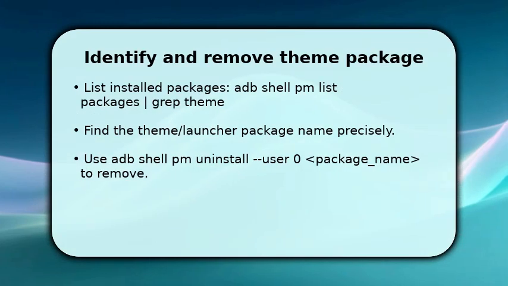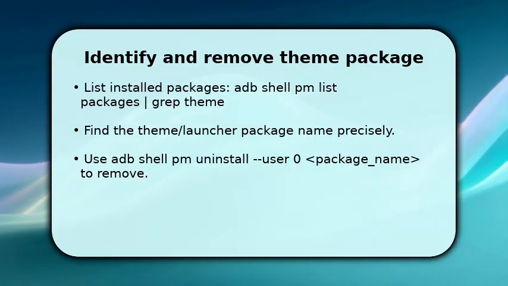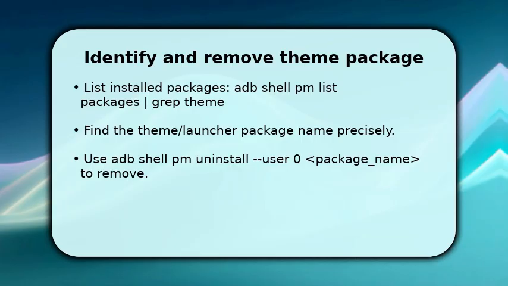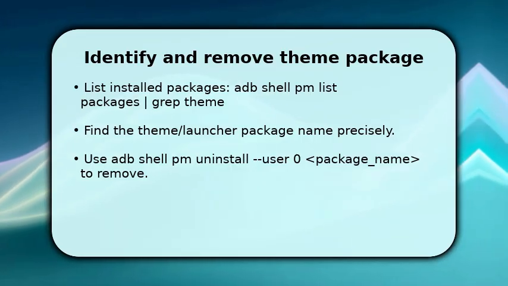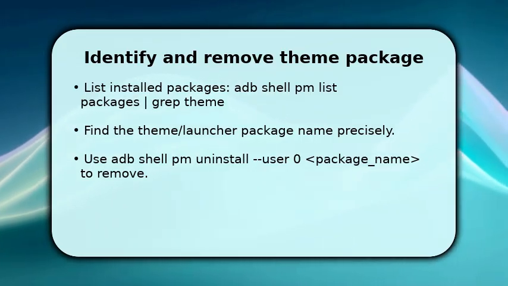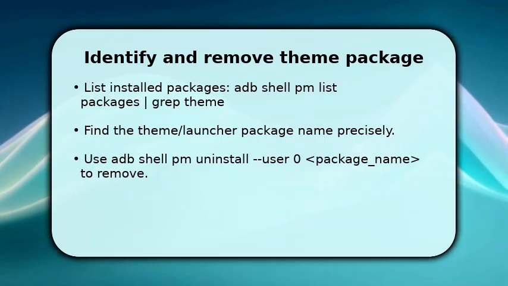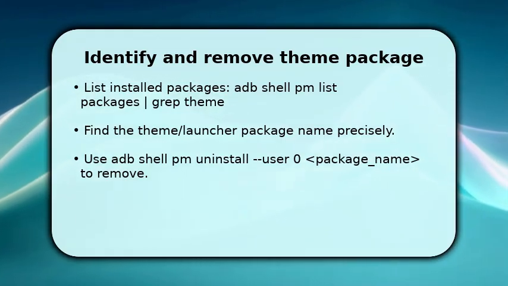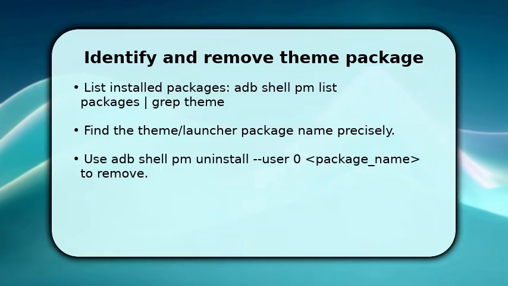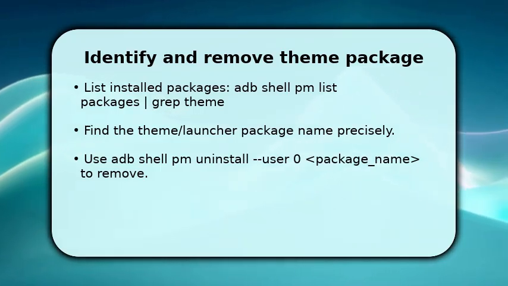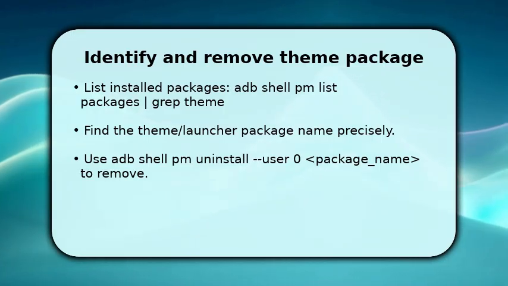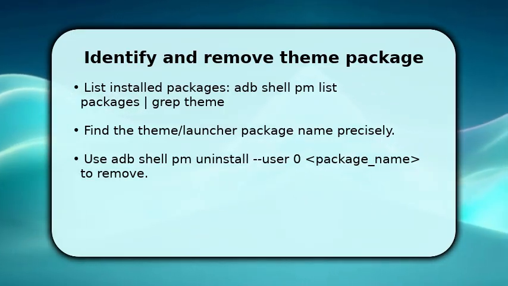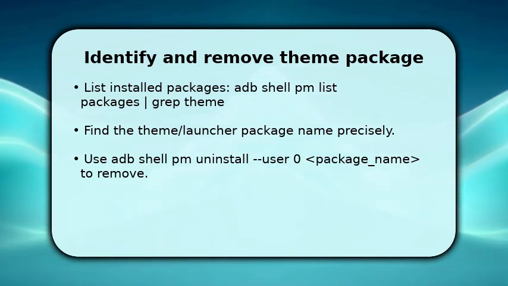With USB debugging active and ADB confirmed, you identify the theme service to remove. Open a shell with adb shell and list packages related to theme or launcher. Use grep keywords like theme, MIUI, or launcher to narrow results. Once you find the exact package name, run adb shell pm uninstall --user 0 package name to remove it for the current user. This detaches the theme without wiping the system partition. Once done, the system will revert to the default theme provider and launcher for your user profile.